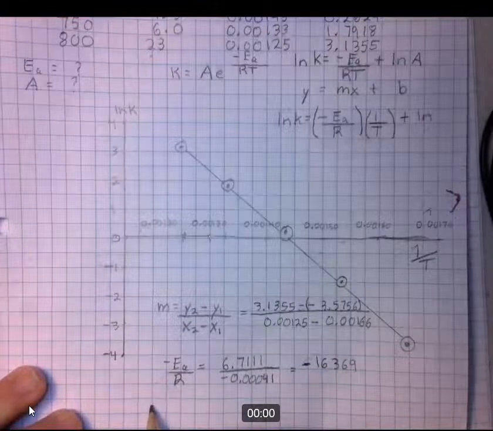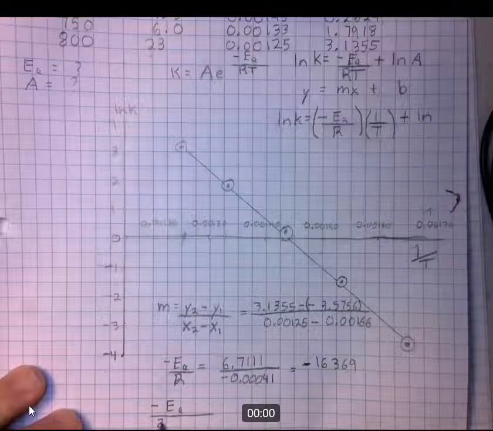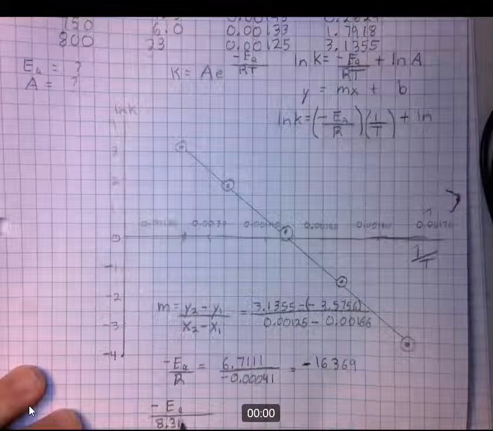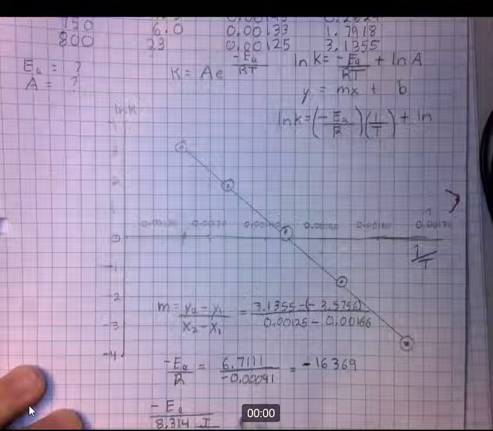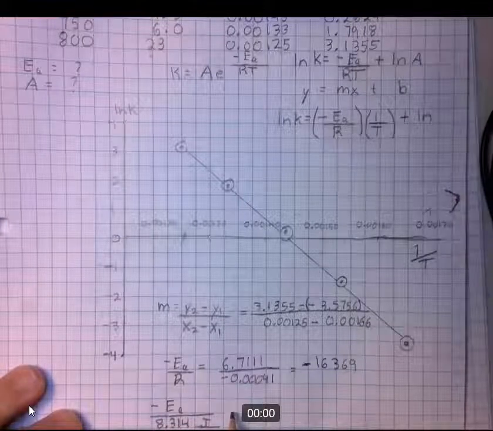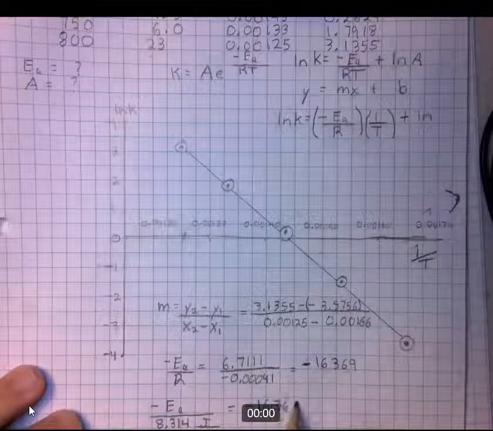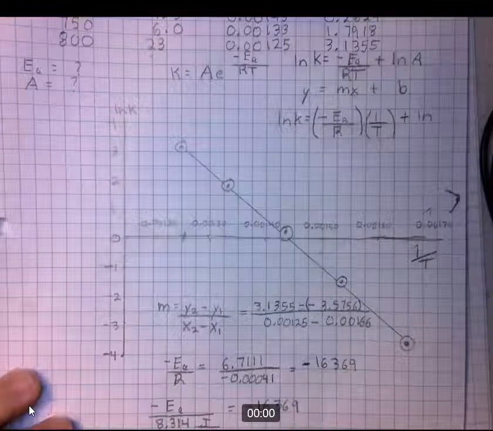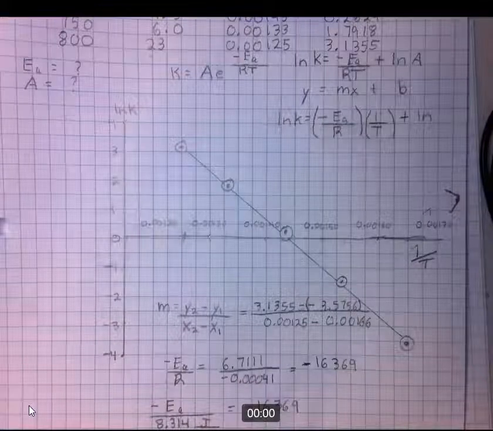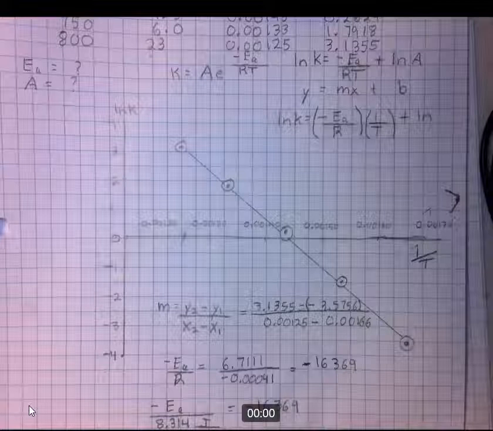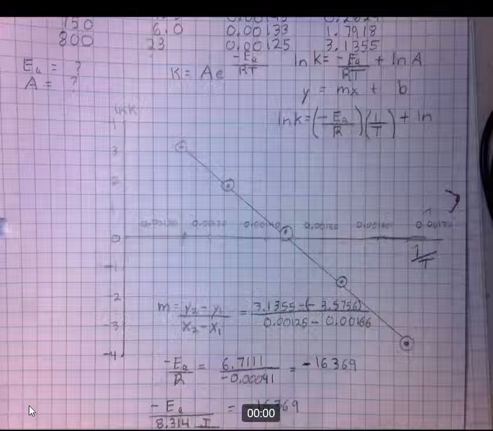So what we're going to do is say negative EA over, this is our gas constant, and it's the one we're using, 8.314 joules per mole Kelvin, and then equals negative 16,369. And energy, by the way, is measured in joules. So we're going to end up with an answer in joules. That's why I'm not too worried about what the units of measure are here. So now what we're going to do is multiply both sides by this, top and bottom.